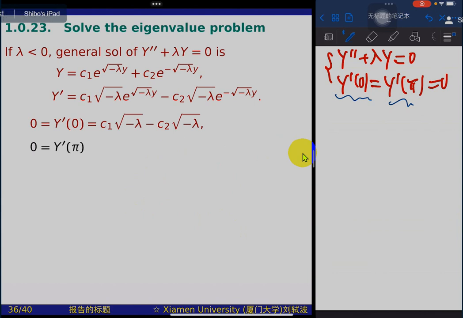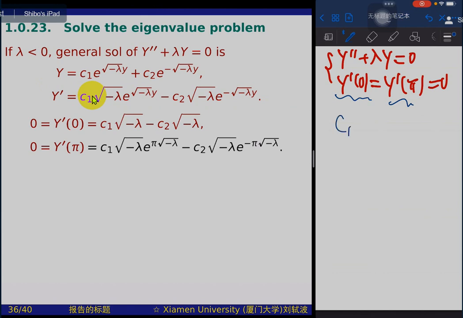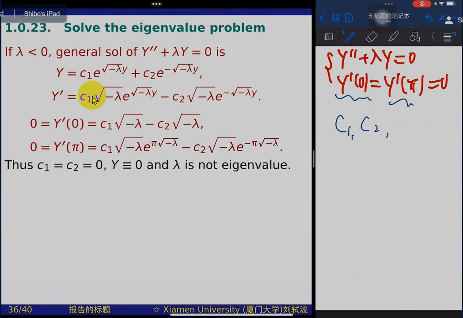Then you consider the other endpoint of the interval, that is pi. When small y equals pi, again using the expression for y prime, you see that y prime pi equals this expression. So from these two expressions, you consider this as a system of two linear equations in two unknowns, C1 and C2. I think you have learned linear algebra. Using linear algebra, you can solve this system. Then you see that C1 and C2 are both zero.